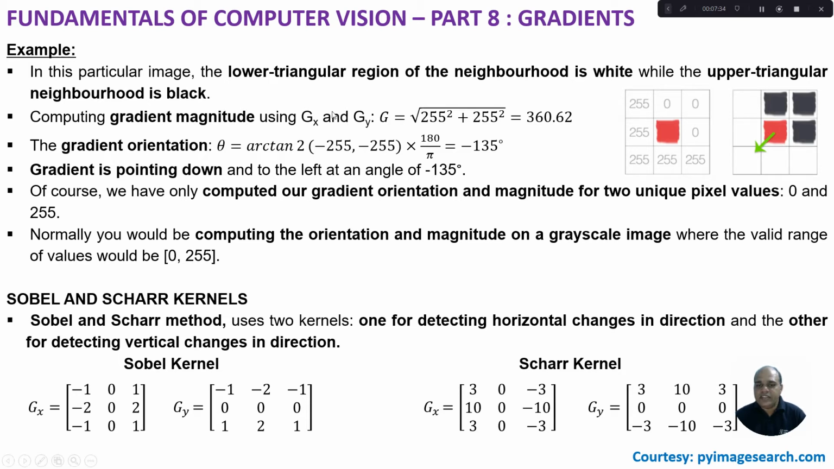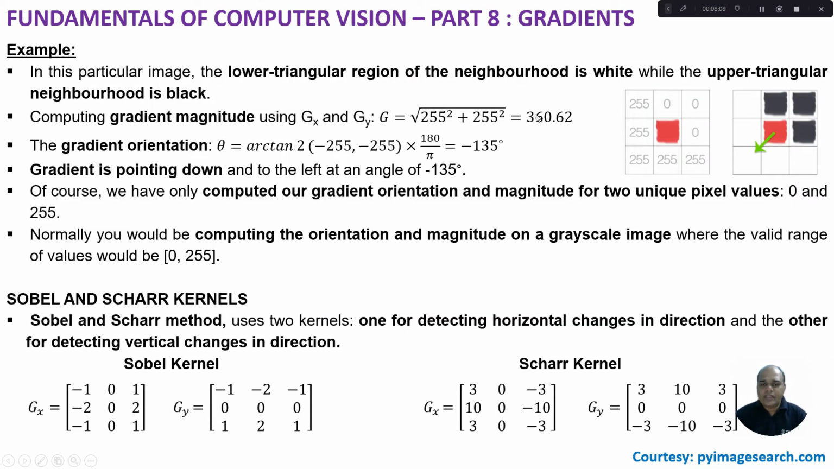So to find gx, we need to take east pixel minus west pixel. East pixel is 0, west pixel is 255. So 0 minus 255 will be minus 255. And if I want to take gy, again it will be north minus south, which is 0 minus 255, again minus 255. Then I can use these values to compute the total gradient magnitude. So root of 255 square plus 255 square equal to 360.62 is the value.